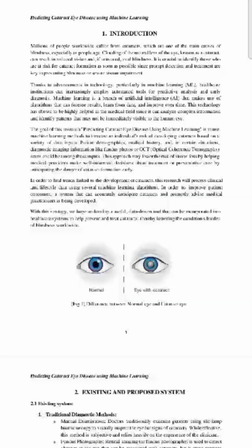Now I am going to explain a project on predicting cataract eye disease using machine learning. The goal of this project is to use machine learning methods to forecast an individual's risk of developing cataracts based on a variety of data inputs. There are normal and cataract eyes. The above picture shows the difference between the normal eye and the cataract eye.